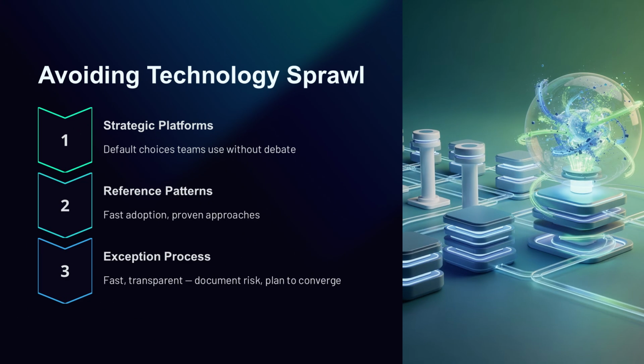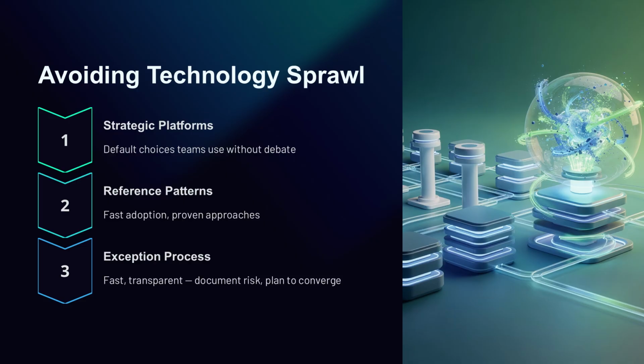Now that you have seen examples, you need to prevent technology sprawl because sprawl is one of the fastest ways to increase cost and risk. You define a set of strategic platforms and preferred services that teams should use by default. You provide reference patterns so teams can adopt quickly.